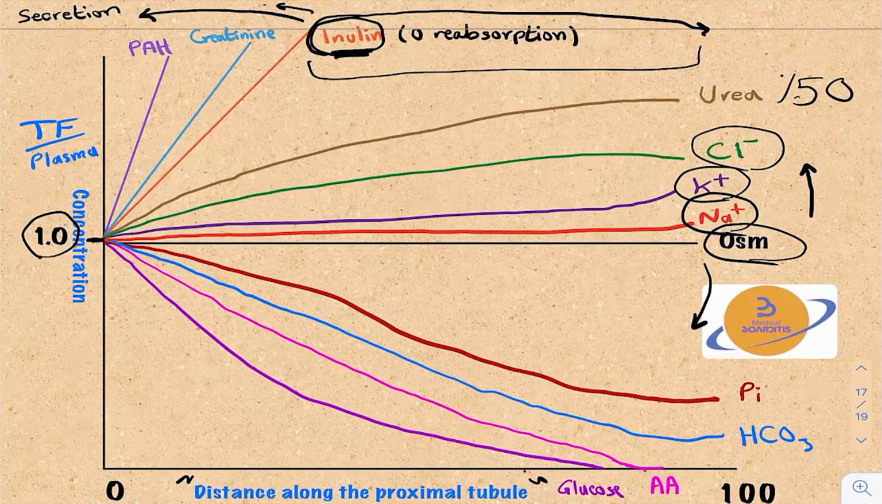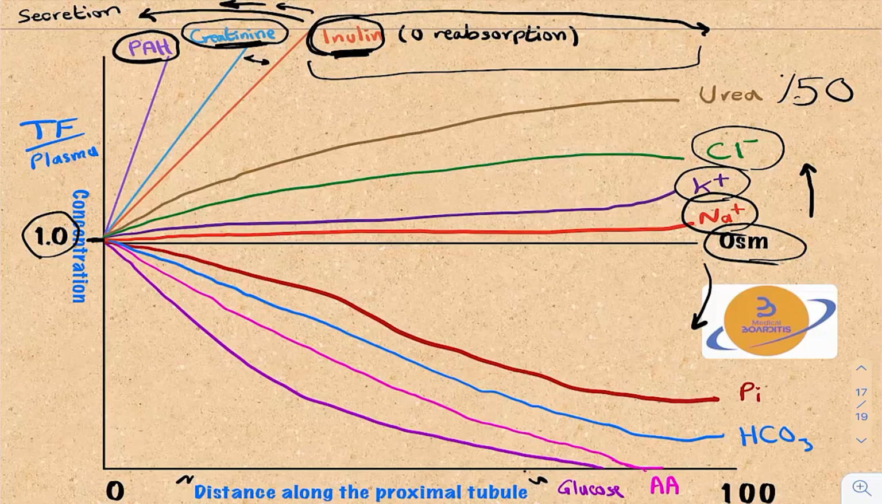So any substance above the level of inulin not only does not undergo any kind of reabsorption, but it also undergoes some kind of secretion. Creatinine undergoes just a little bit of secretion, plus it's freely filtered. That's why creatinine is very close to inulin, and that's why creatinine as well as inulin are useful in determining the glomerular filtration rate.